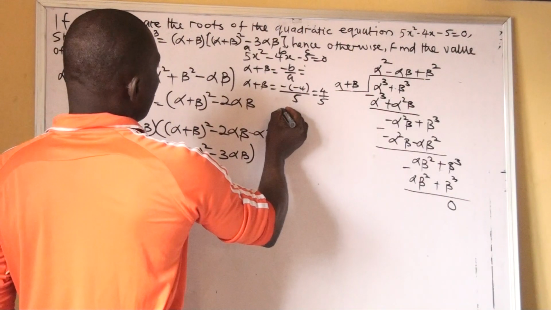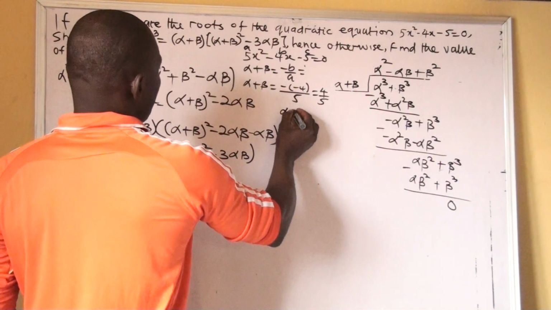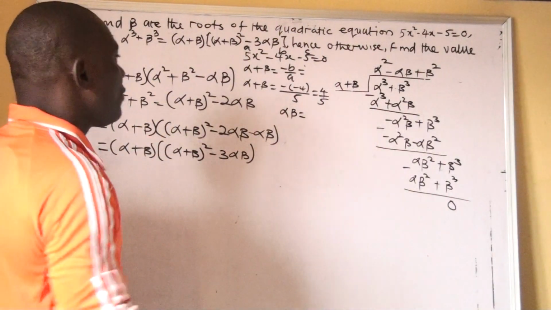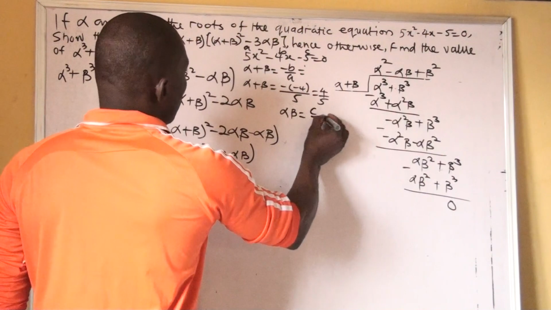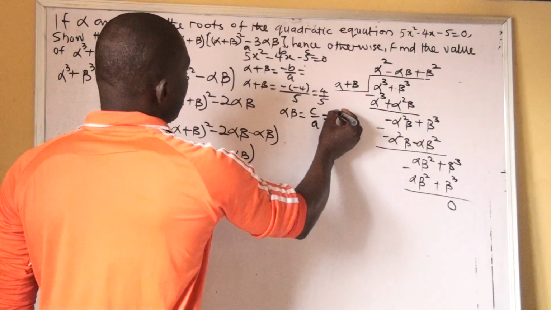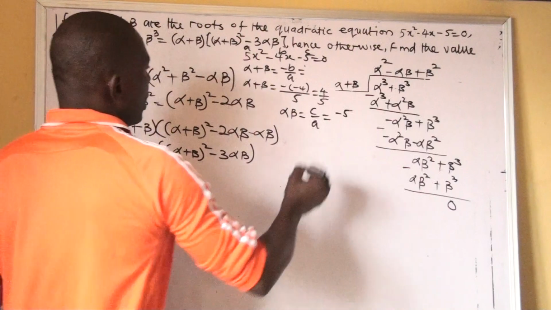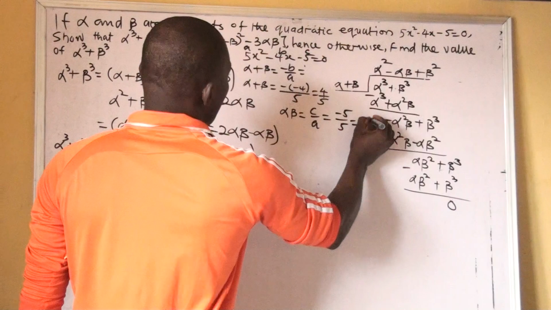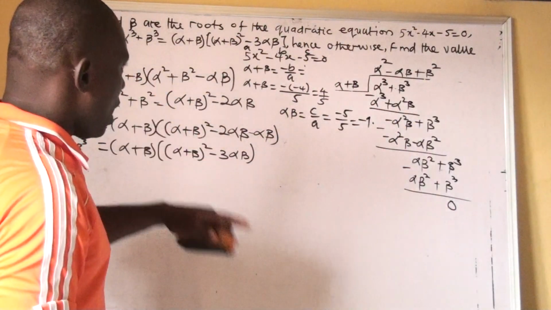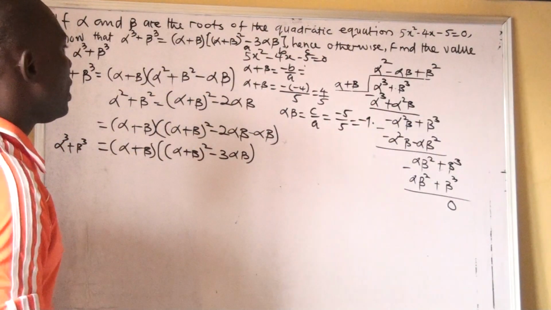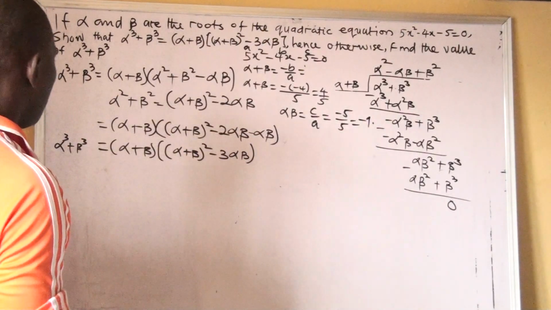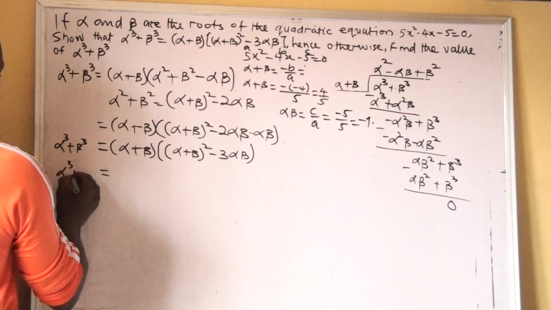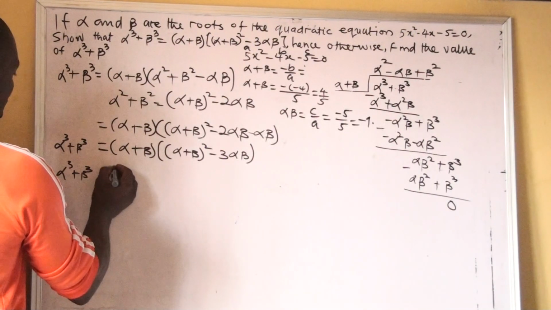Let's now look for the product of the roots, which is alpha beta. From our proof, alpha beta is c over a. Our c is minus 5 and our a is 5. So the product of the roots will give us minus 1. So from here we can easily obtain the value of alpha cubed plus beta cubed.